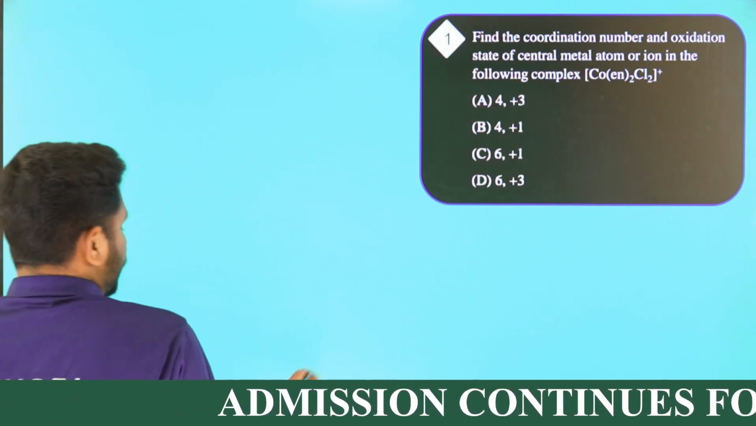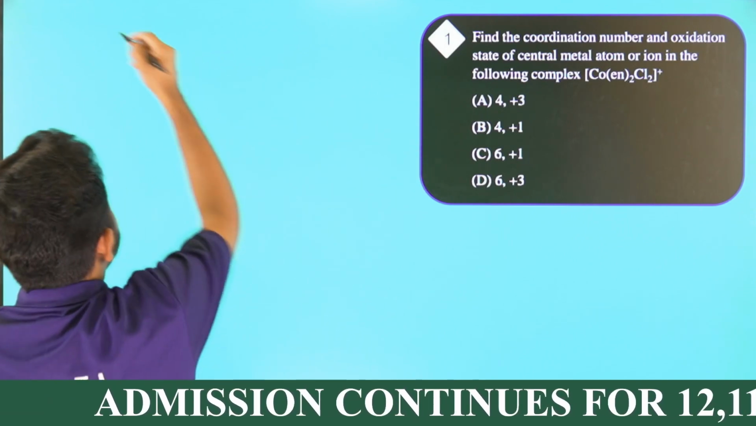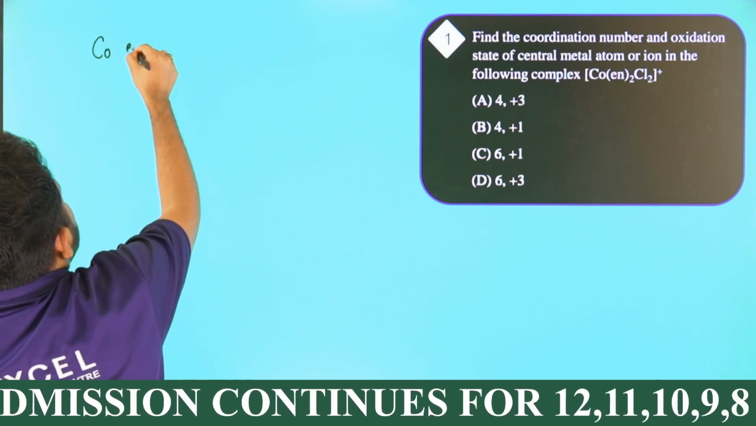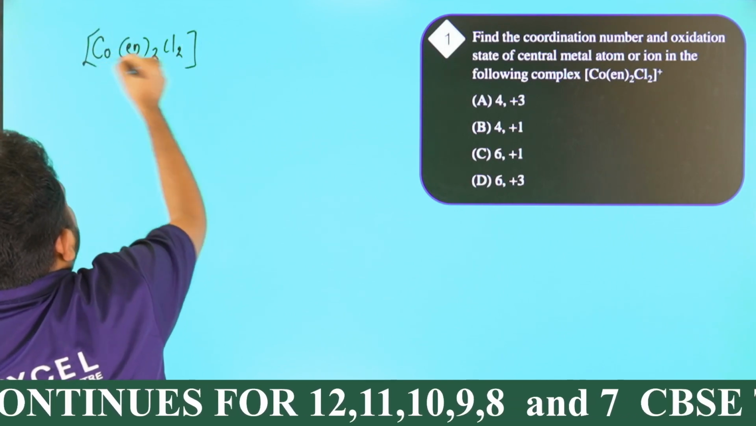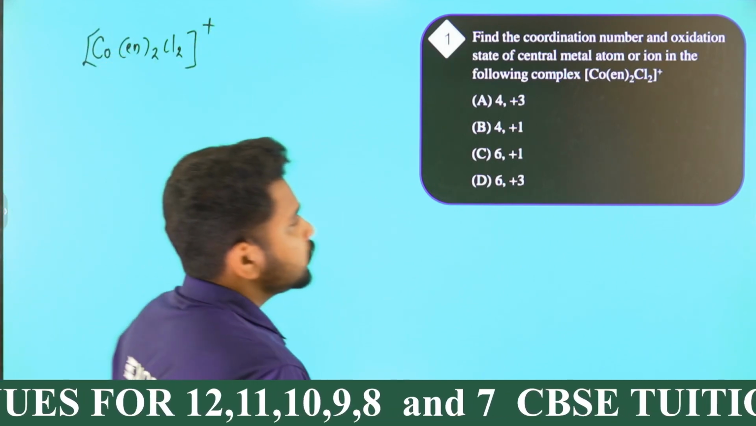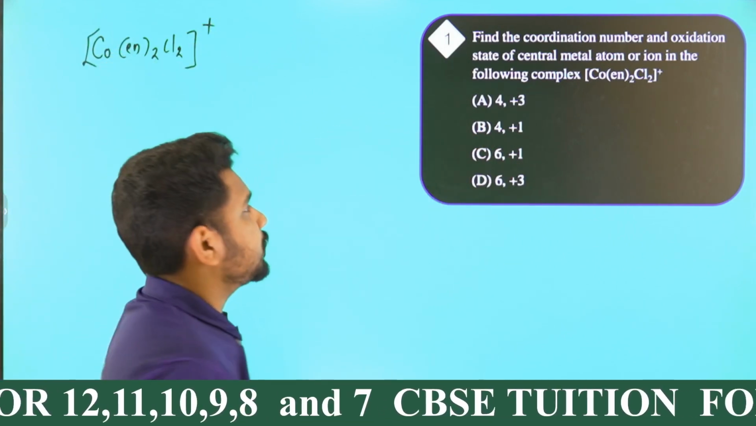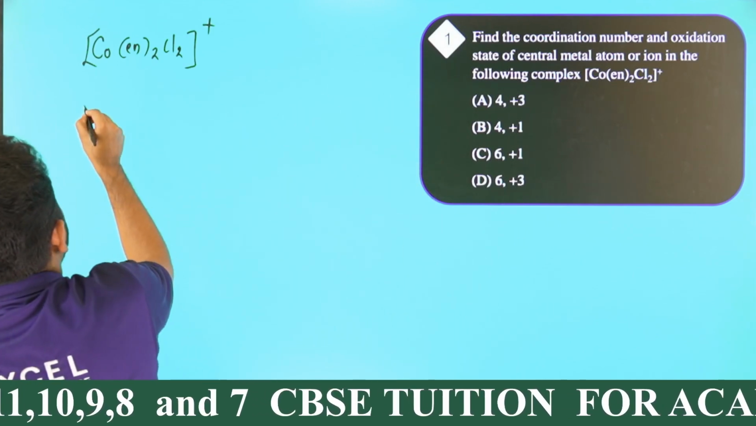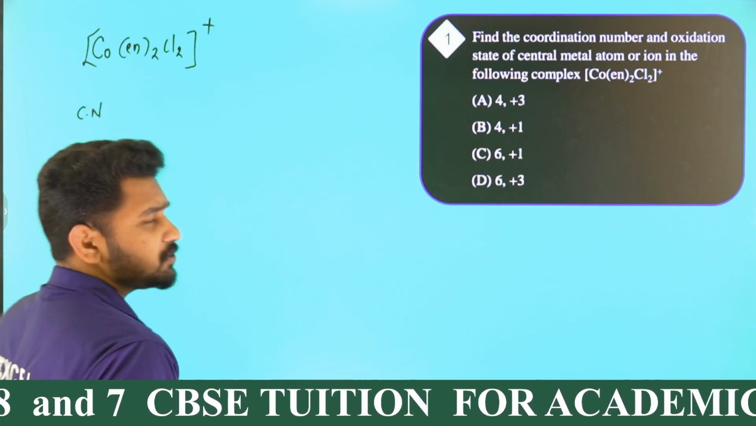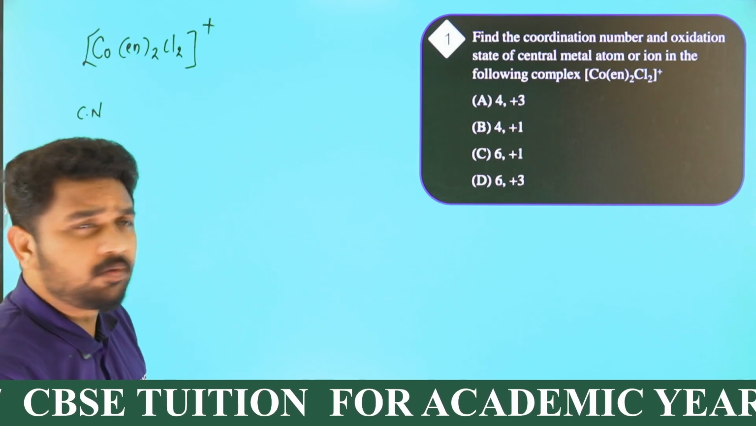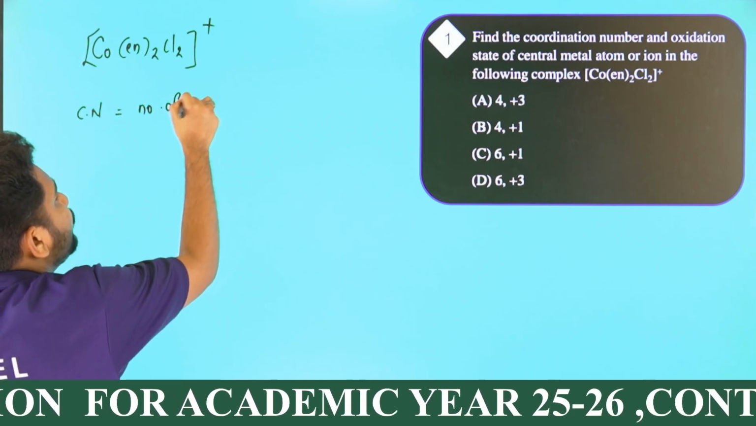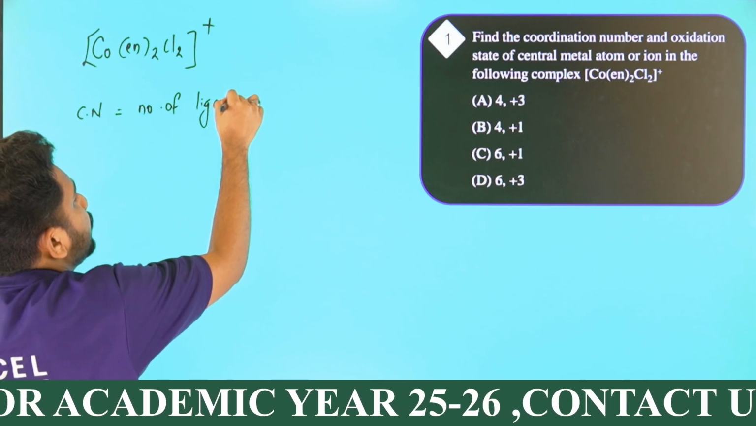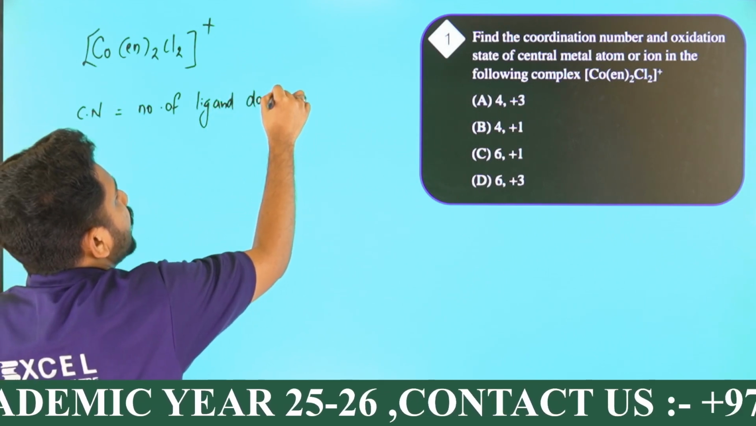First of all, what is the given coordination compound? Cobalt, en twice, Cl2, and also a 1+ charge is there. So this is the coordination compound given in the question, and you have to find the coordination number. How can we find the coordination number? Coordination number is the number of ligand donor atoms.